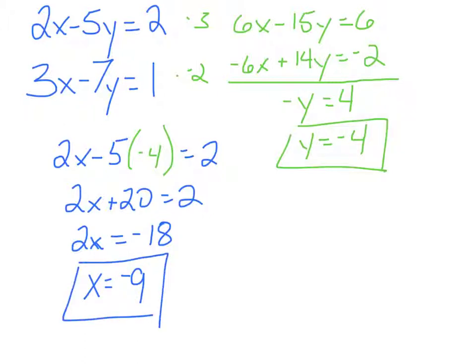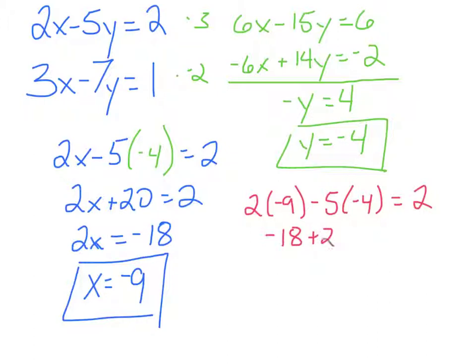Okay, and so just like any other system of equations, if you plug your answers into both of the original equations, it should satisfy both equations if your answers are correct. So let's go ahead and check that real quick. We have 2 times -9 minus 5 times -4, and we're wondering if that equals 2. So we get -18 plus 20, and that does equal 2.